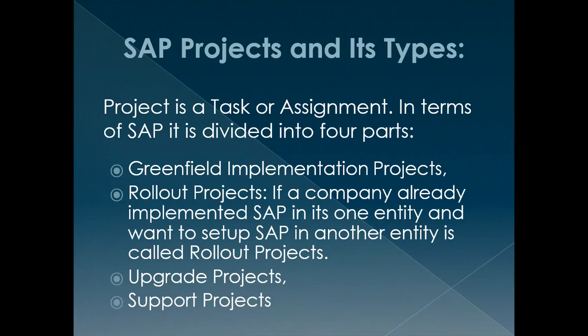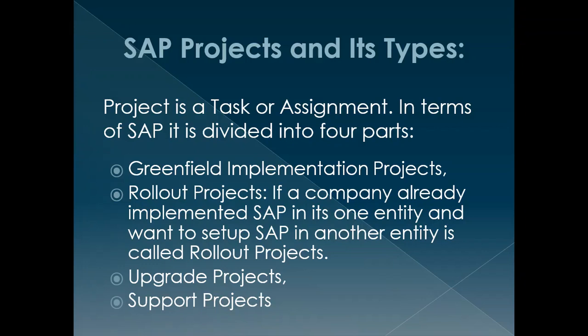Let's understand now SAP projects and its types. Project is a task or assignment. In terms of SAP, it is divided into four parts. First is greenfield implementation. What is greenfield implementation? For example, there is a company A. It doesn't use SAP. It uses Tally or other software. Now that company wants to implement SAP, so that is called greenfield implementation.